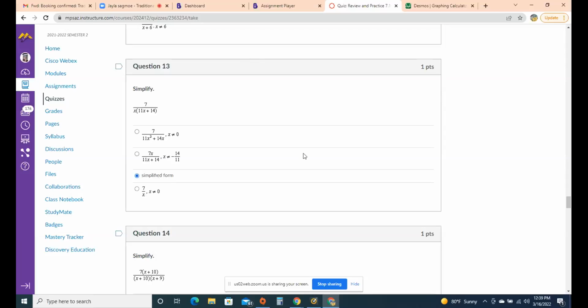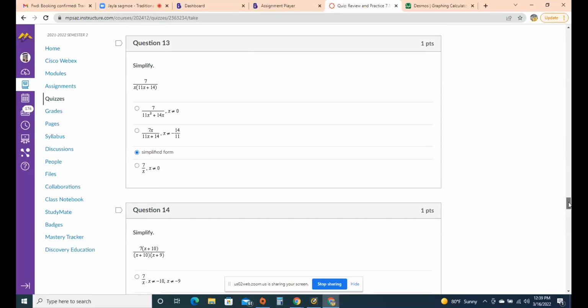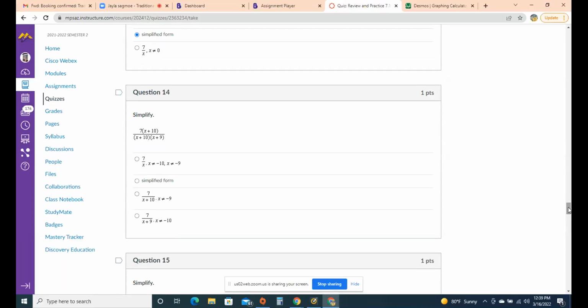So when there's only one number on top, it's already simplified? Well, there's nothing to cancel, I guess, is what it really is. Problem 14 should have been done first, because then I think you would have followed. So what cancels in the top and the bottom on 14? X plus 10 and X plus 10. Yes. Now, when we canceled it, what did I write? What did I show in red?